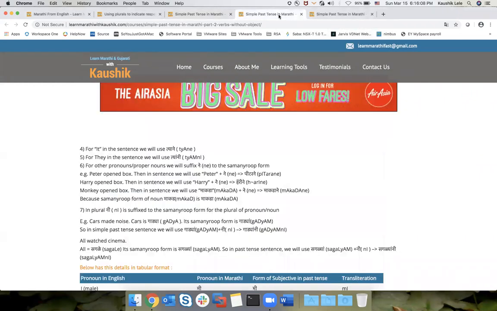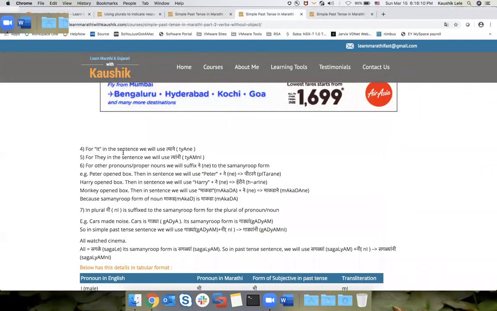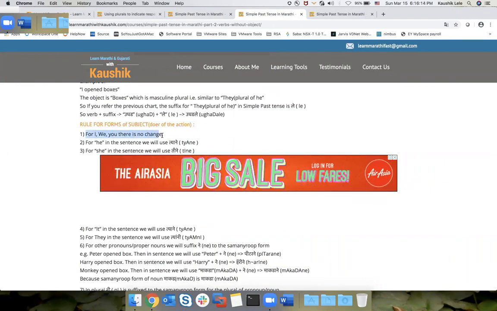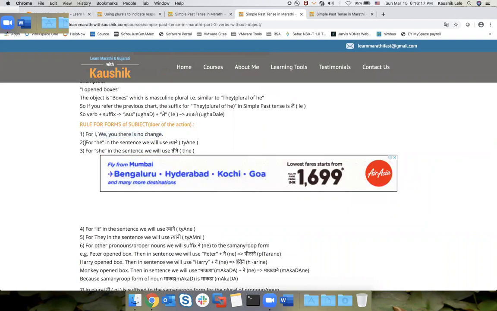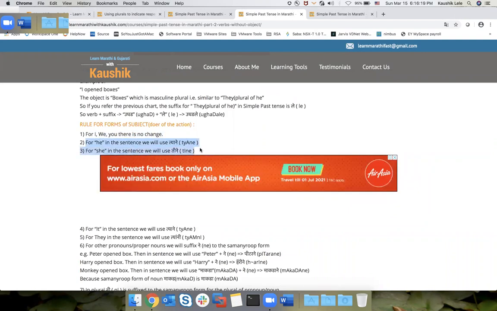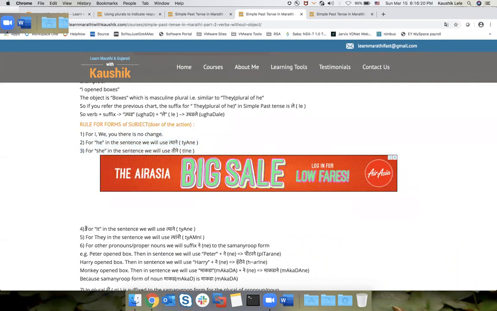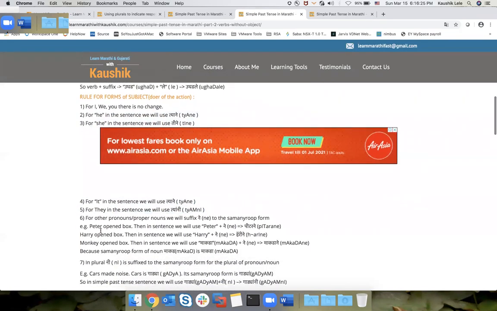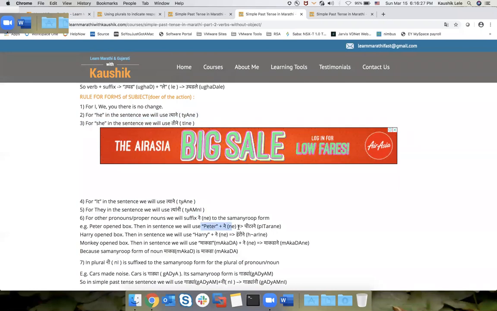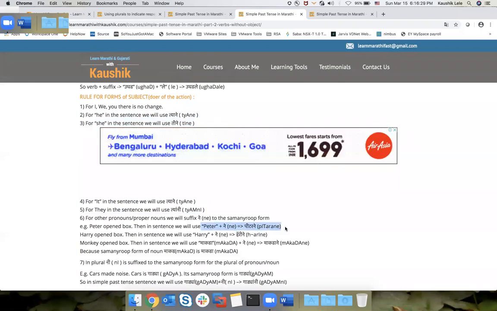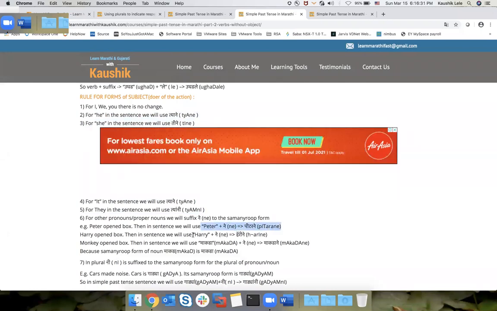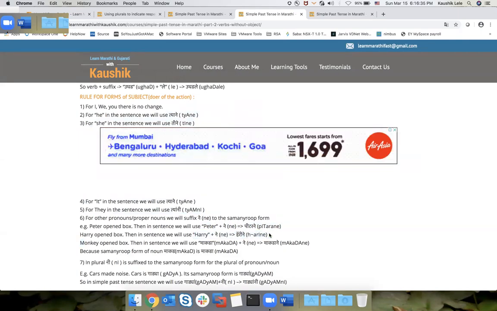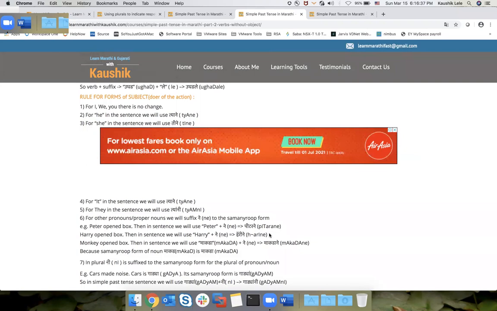For I, we, you, there is no change. For he, it will become tyane. For she, it will become tine. For it, it will become tyane. And for they, it will be tyani. And when you're talking about a person, you will append ne. So Peter is Peter ne. And Ram ne. So for the first and second person it doesn't change.